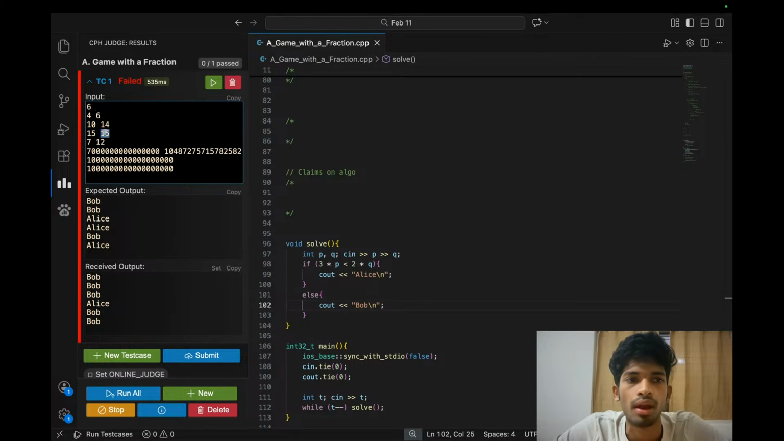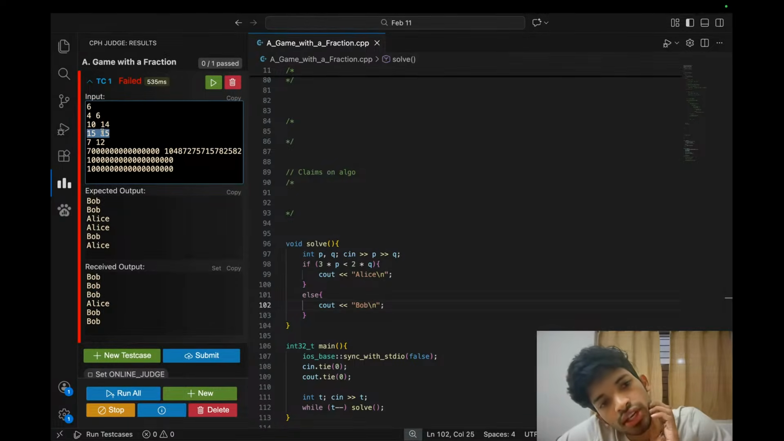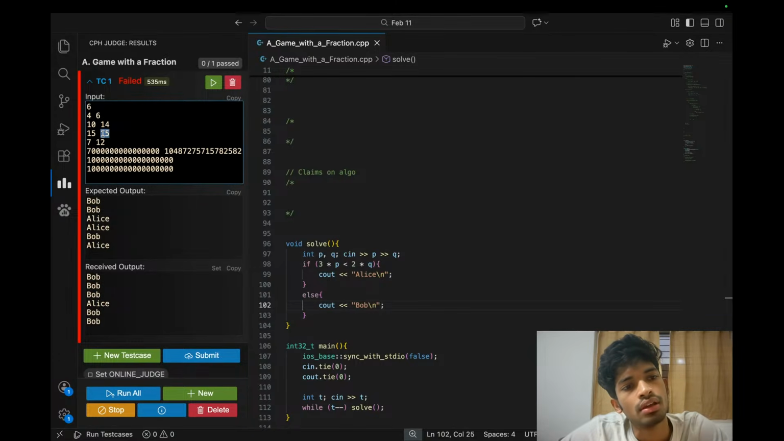Oh, even here, Alice can win. If p by q is greater also, if it is much greater also, Alice can win, it seems. Because Alice can keep reducing this one, and then it will always be 1. In this case, it will always be equal, right?